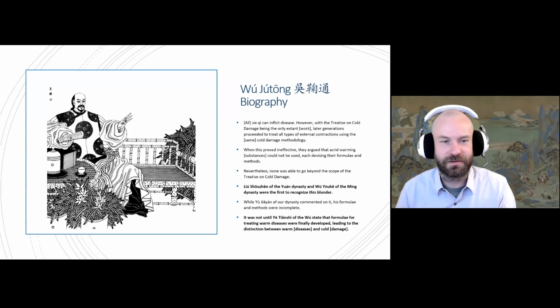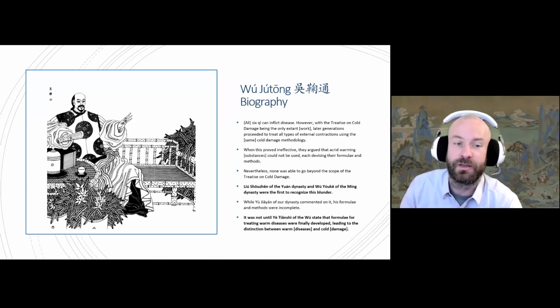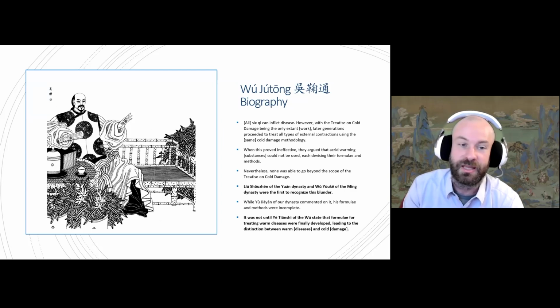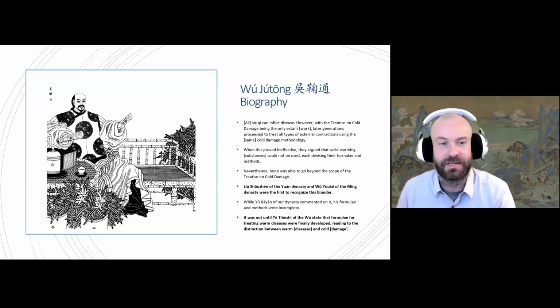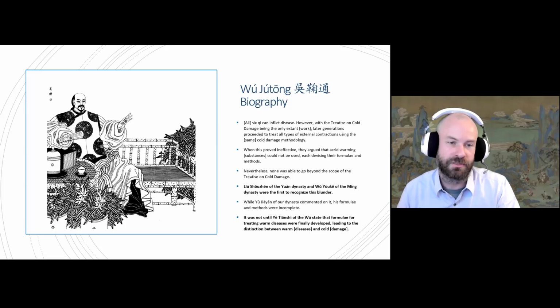So he continues and he goes, all six qi can inflict disease. However, with the treatise on cold damage being the only extant work, later generations proceeded to treat all types of external contractions using the same cold damage methodology. And he said, when this proved ineffective, they argued that acrid warming substances could not be used, and they each devised their own formula and methods. He goes, but nevertheless, none were able to go beyond the scope of the treatise of cold damage.